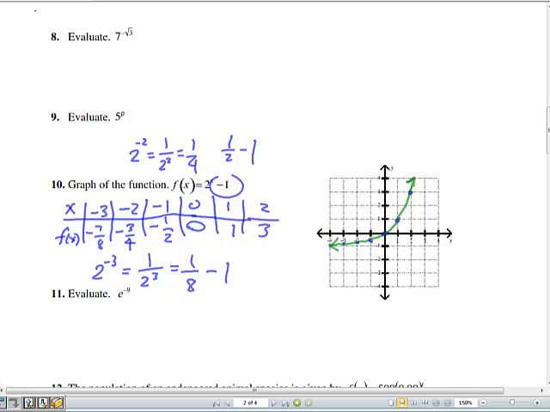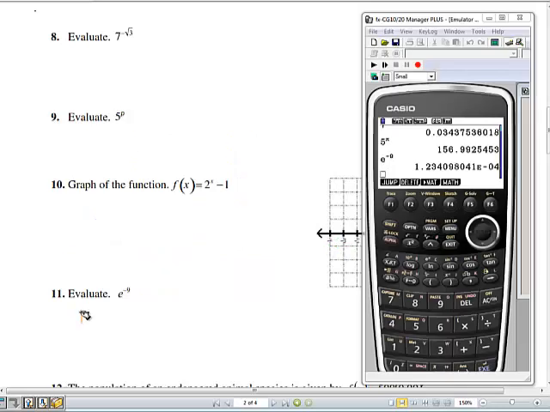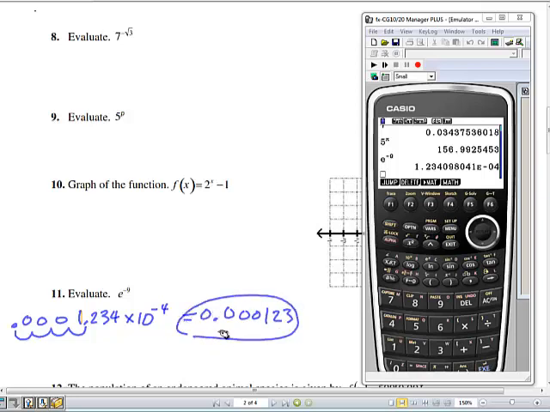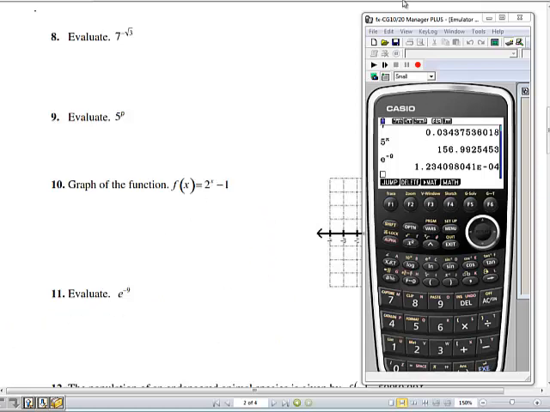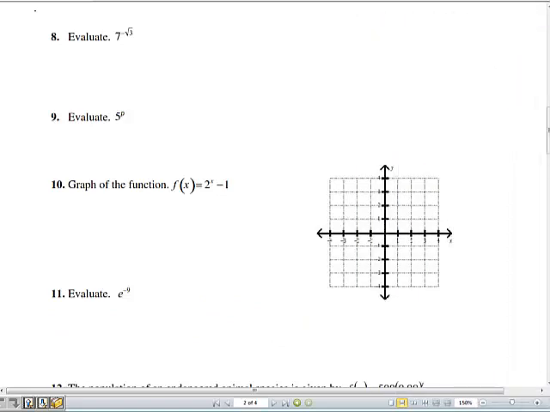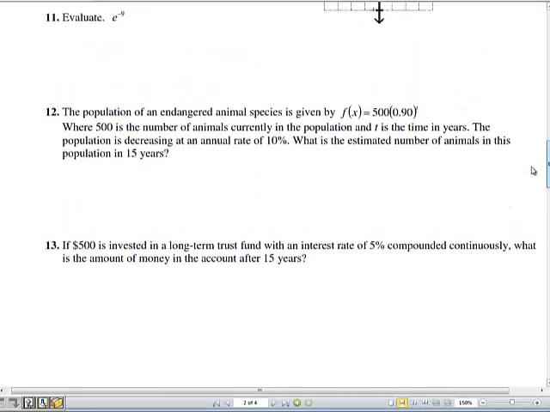Alright, number 11. 1.234 times 10 to the negative 4, moving the decimal 1, 2, 3, 4 times. So that is really going to equal 0.000123. Okay, all right.